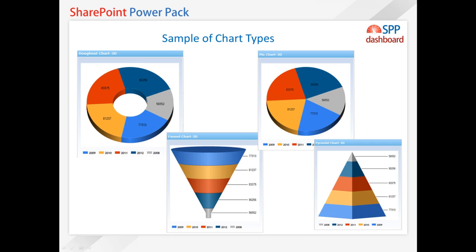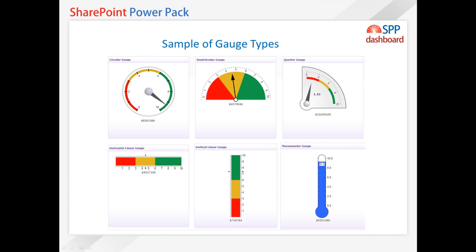Here are some sample chart types. You can create 2D and 3D charts with SPP Dashboard. Here are some gauge types that you can create using SPP Dashboard. You can create circular, semicircular, quarter, horizontal linear, vertical linear, thermometer.